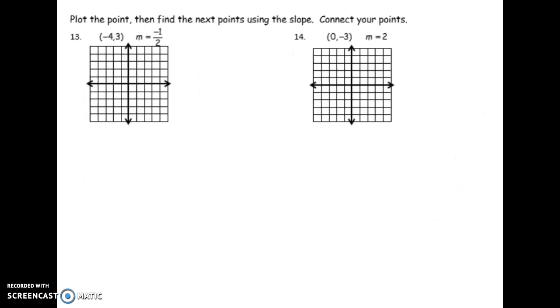Okay, so now we're going to start at the point negative 4, 3. 1, 2, 3, 4, 1, 2, 3. And our slope is negative 1/2.